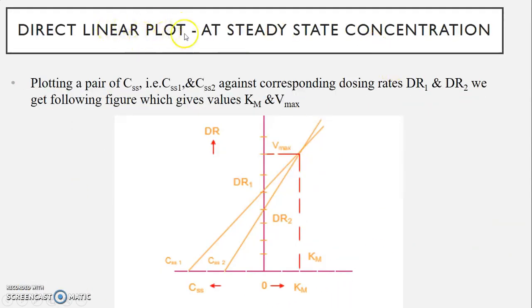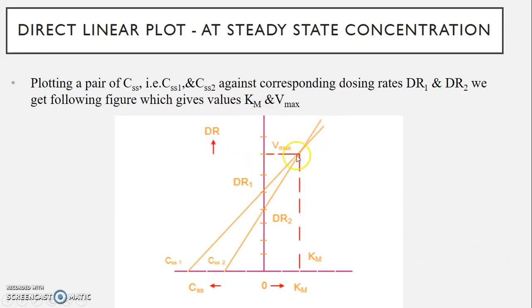The next method is the direct linear plot at steady state concentration. If we are giving an IV infusion, then we will attain a steady state concentration during multiple dosing. We plot a pair of Css, that is Css1, the concentration at steady state 1, and Css2, the concentration at steady state 2, against the corresponding dosing rates, because it is multiple dosing. So with dosing rate 1 and dosing rate 2, we will get the following figure to get the values of Km and Vmax. So Css is on this side, Km on this side, and this is the dosing rate.